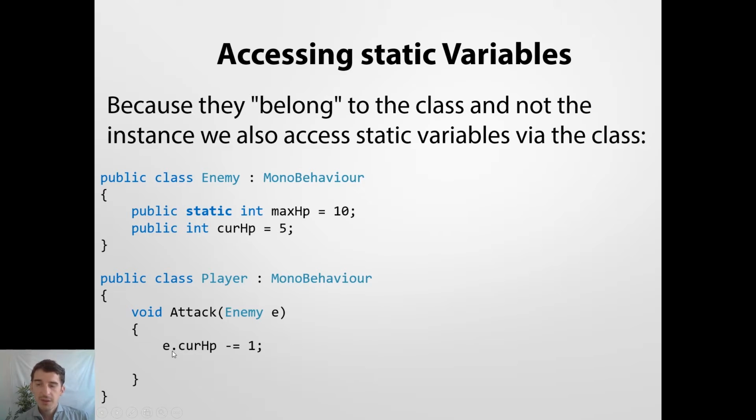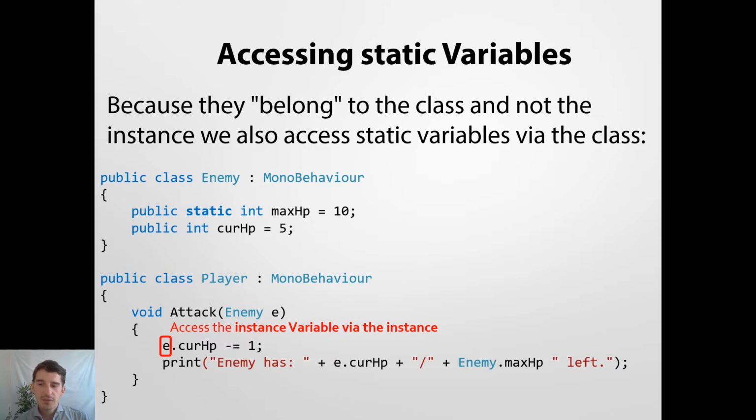Now, the instance variable is accessed just normally, as you probably know it. You say e.currentHP minus equals 1. Here, this is a reference to an instance, from the parameter here. But the static variable works a little bit different. You remember I said static variables live on the class level. So static variables are accessed like this. So here is the important part. We don't access them via the instance because they are not stored in the instance. We access them via the class.